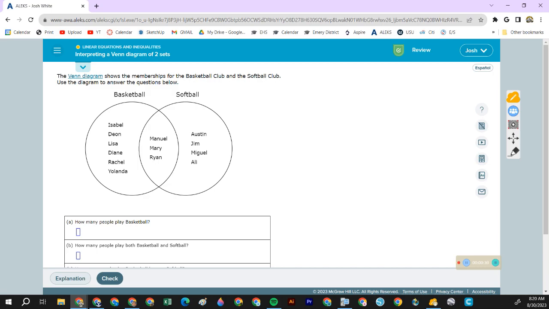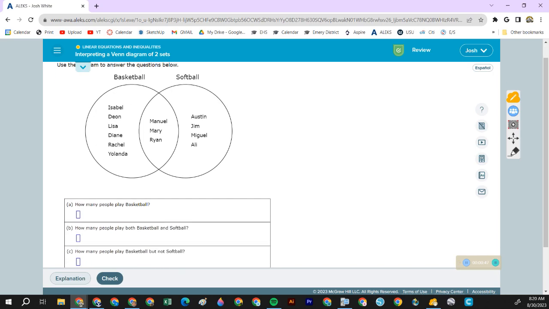So anybody inside the basketball circle obviously plays basketball. Same with softball, but there are some people that play both. So Manuel, Mary, and Ryan play both. The first question asks, how many people play basketball? So it would be everybody in this list and everybody in that list, so it would be 9.